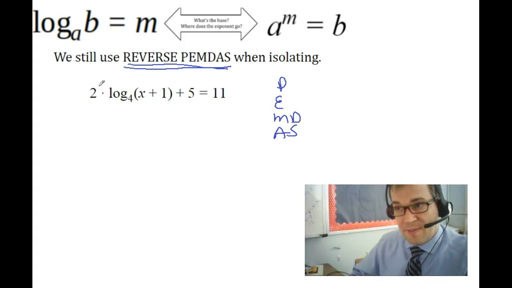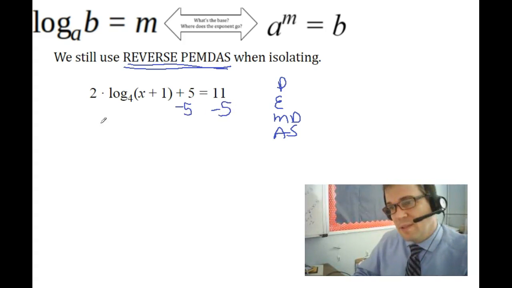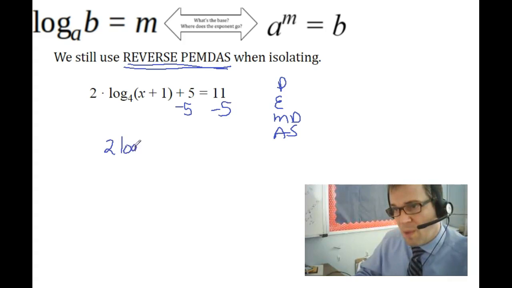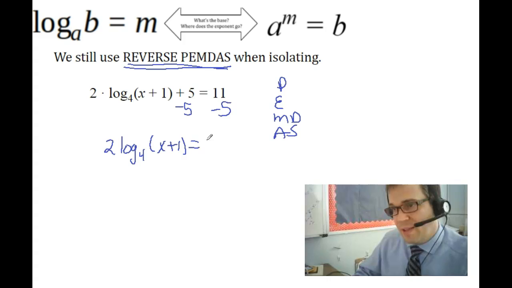So as I look at this left side of the equation, looking outside of these parentheses, I'm deciding is there anything that needs to be added or subtracted from both sides. I've got a plus 5 over here, so that should be subtracted from both sides of the equation. That makes the left side equal 2 times log base 4 of (x plus 1). And of course 11 minus 5 makes 6. So I've taken care of that.